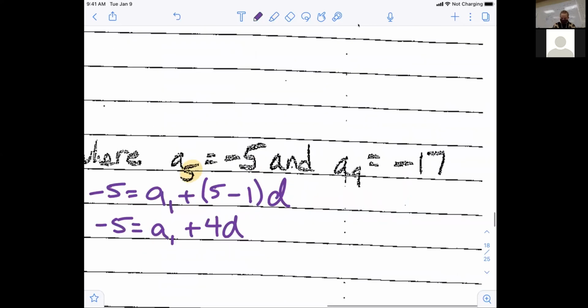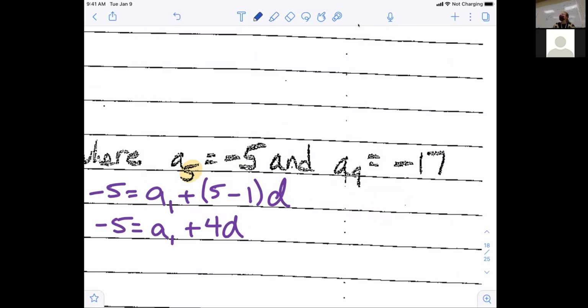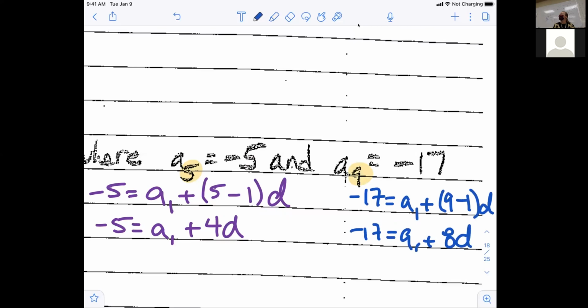And then next, I'm going to do my a sub 9. So instead of writing a sub 9, I'm going to write -17 equals a sub 1 plus n minus 1 times d. Now, instead of writing n, though, I'm going to write 9 because it's the 9th term. And again, I'm going to simplify that. So I've got -17 equals a sub 1 plus 8d.